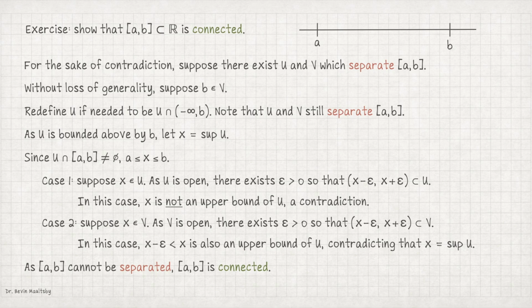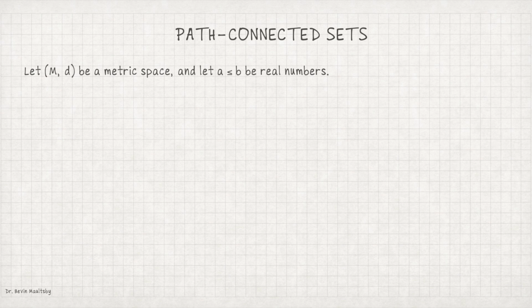I hope you enjoyed this look at how to prove a set is connected through contradiction. Let's move on now to a different type of connectivity that I think is easier to understand. So this is the notion of a path-connected set in a metric space.